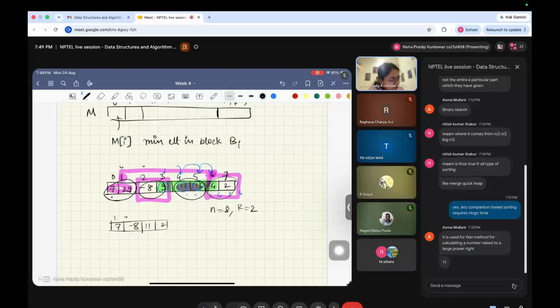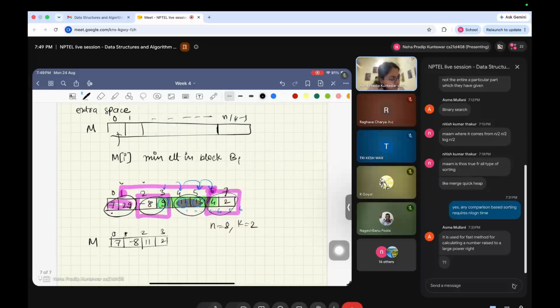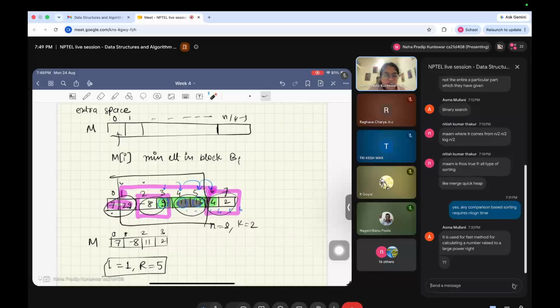So you get this array now, which I call M. Now what you do is, let us say L was 1 and R was 5. So this is the sub array that we are looking at. Then the minimum has to be either this or the minimum of this block or the minimum of this block.